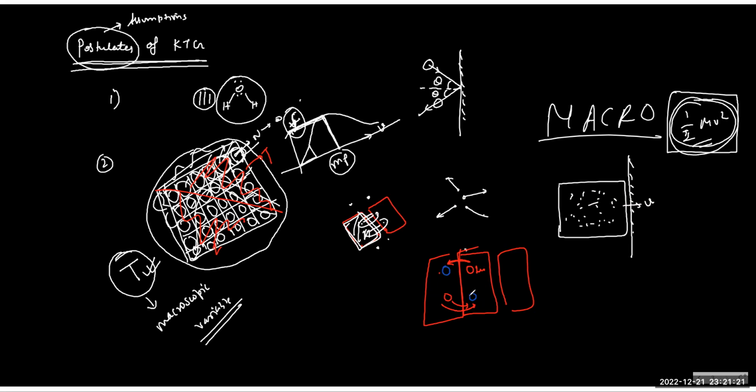Later on, this is called the Maxwell speed distribution. And in the Maxwell speed distribution, if you try to plot the graph, as you increase the temperature, it will become flatter, but it will spread more.